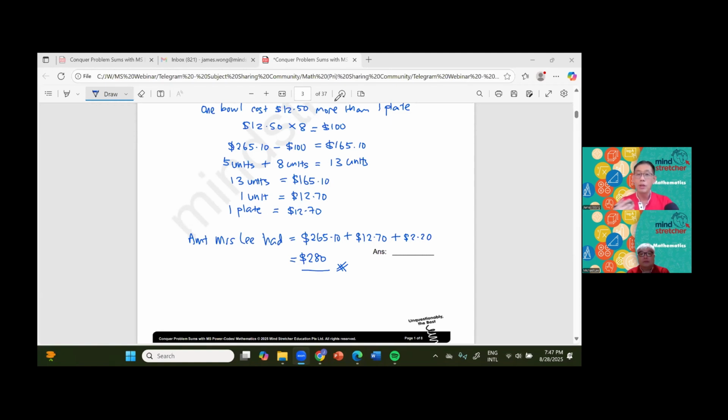This is how we can apply this technique on excess and shortage to help answer this question. The important thing here is to form that relationship between one plate and one bowl so that you can convert everything to either the plate or the bowl. But of course, in this case, it's much easier if I convert everything to plates.